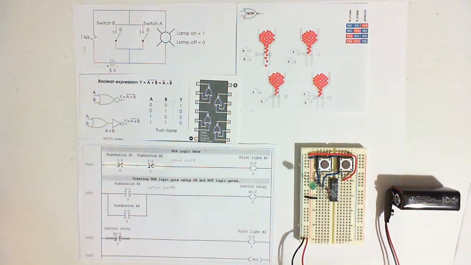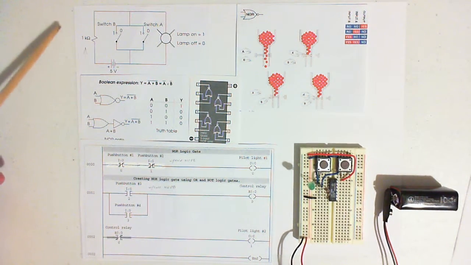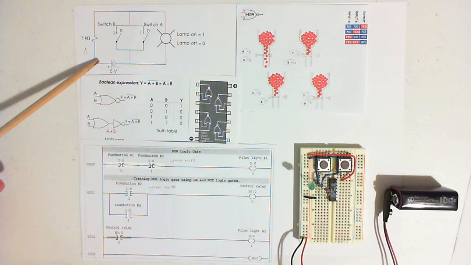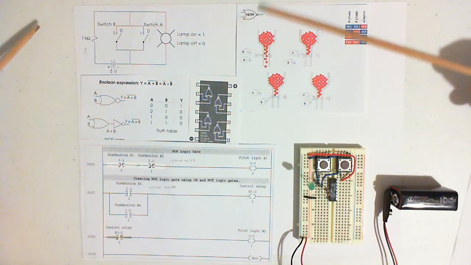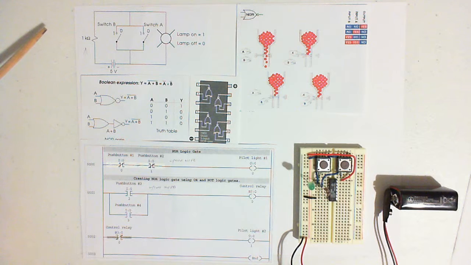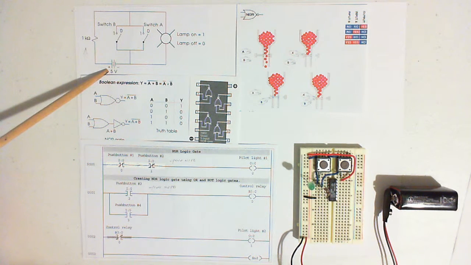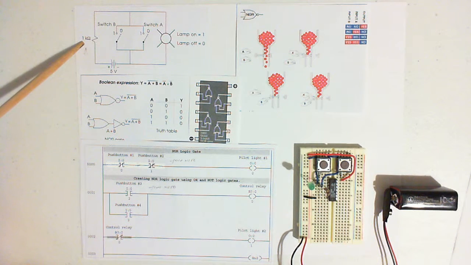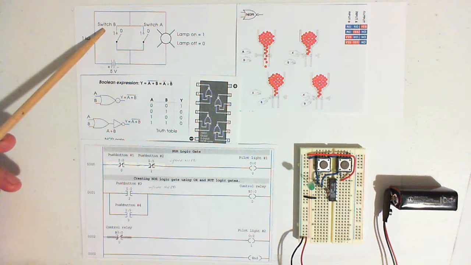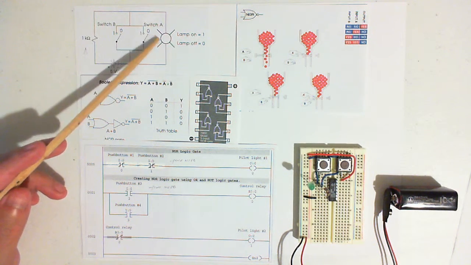This is a video for instructional purposes only. What we have here is a NOR gate logic system. We will start right here with a 5-volt battery, 1K ohm resistor, switch B, switch A, and a lamp.